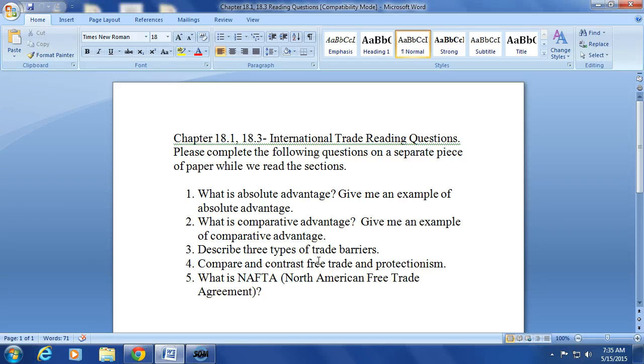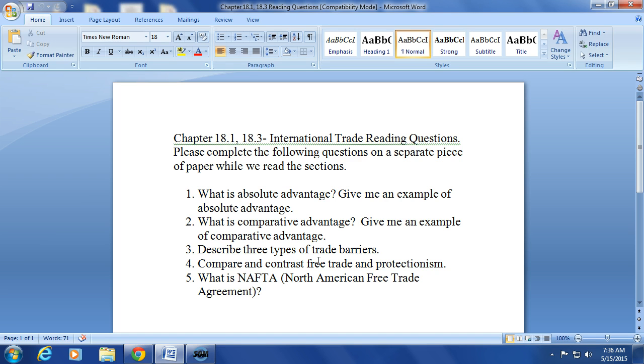Hello, everyone. We're going to talk today a little bit about international trade. We're going to talk about absolute versus comparative advantage, trade barriers, free trade, protectionism, and so forth. So we're going to be reading chapters 18.1 and 18.3, and we're going to be answering these 5 questions together.